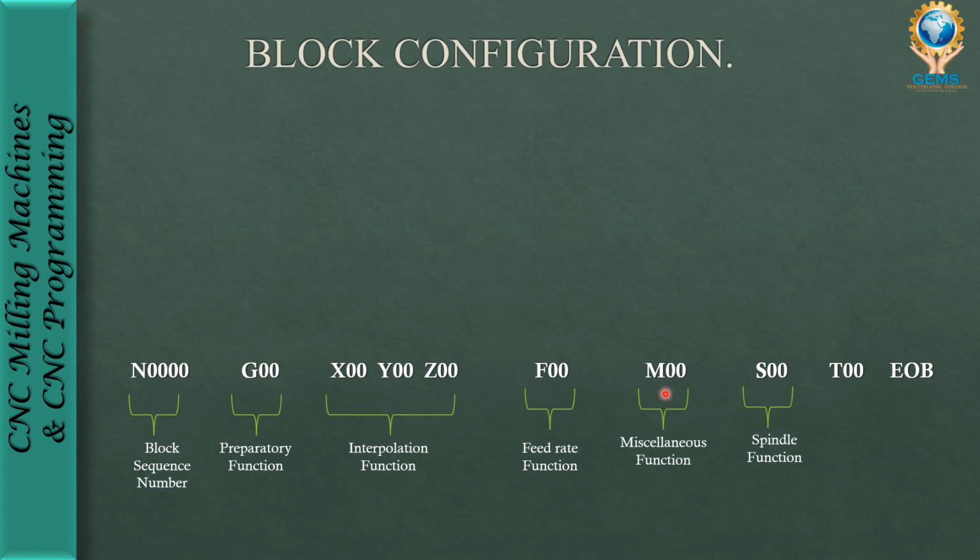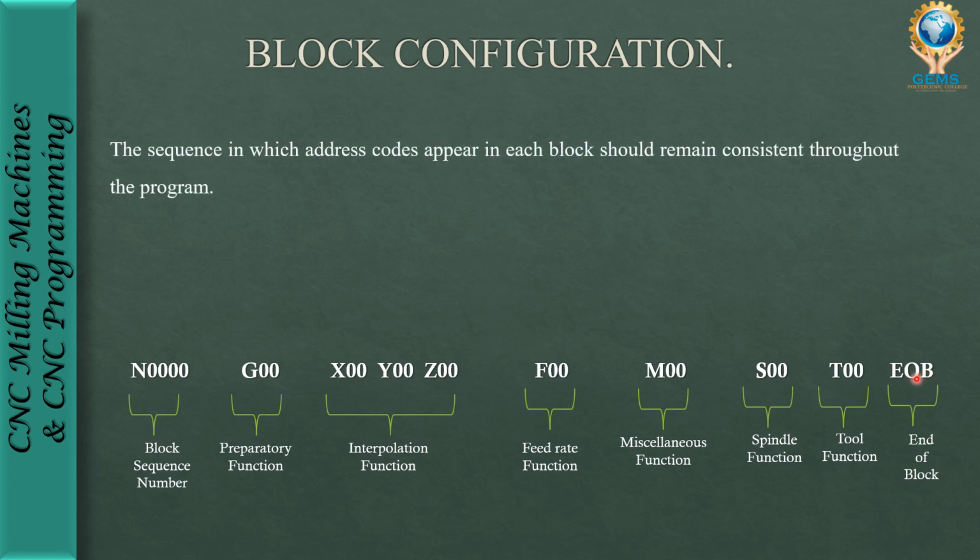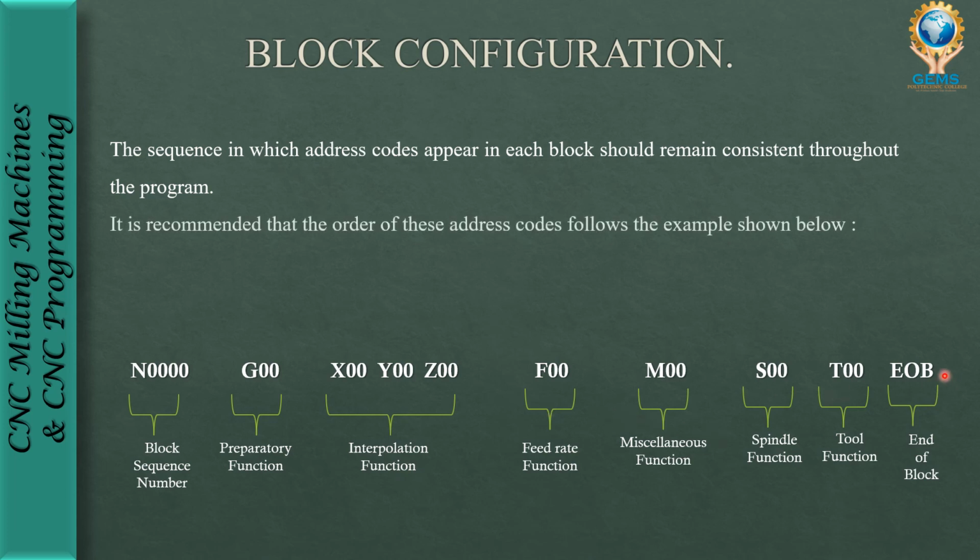S represents the spindle speed, T represents the tool function, and EOB means end of the block. The sequence in which address codes appear in each block should remain consistent throughout the program, and it is recommended that the order of these address codes follows the example shown below.